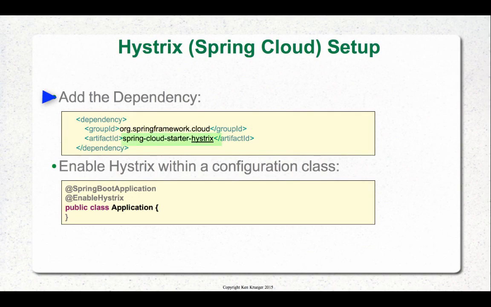First, you'll need to add the dependency for Spring Cloud Hystrix. Fortunately, there's a starter for this, so as long as you have the Spring Cloud parent or equivalent dependency management section, you'll be all set. Next, simply switch Hystrix on in one of your configuration classes. At this point in the course, you should certainly be able to see the pattern here.